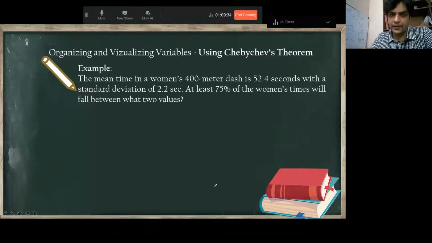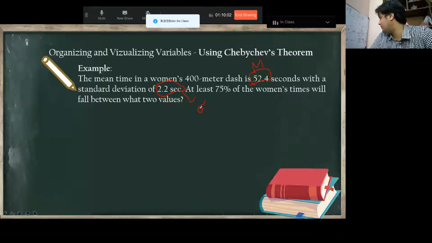The mean time in a woman's 400-meter dash is 52.4. So this is mu, that we know, with a standard deviation of 2.2 seconds. So this is sigma. At least 75% of the women's times will fall between what two values? So they are asking us about finding the range. So can you guess?